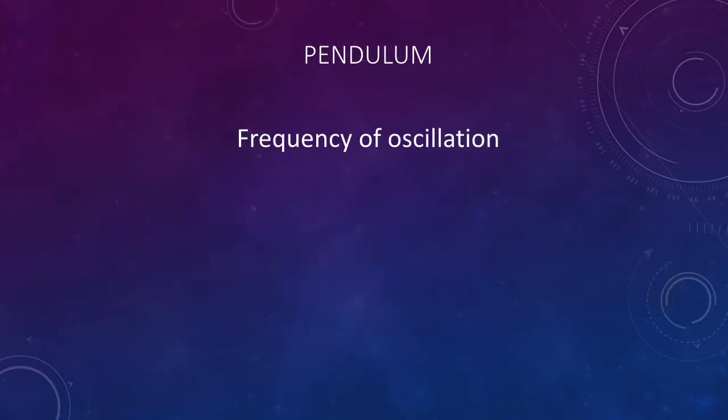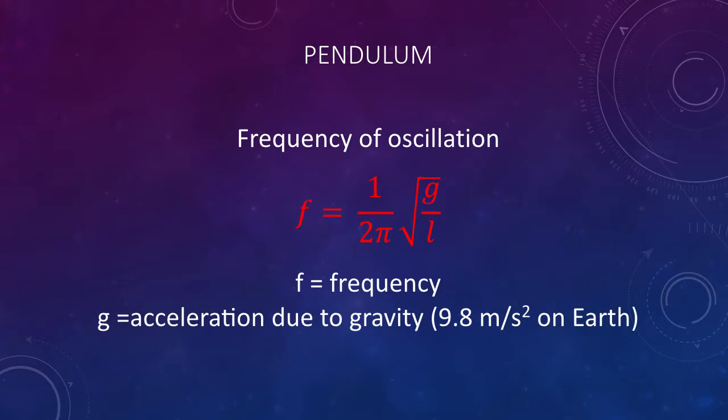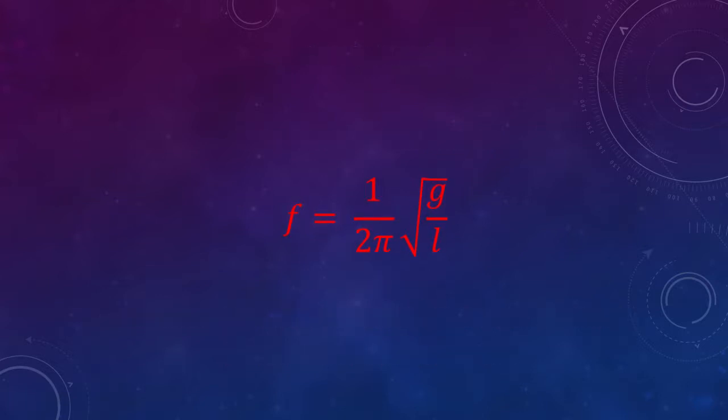As it so happens, there is a formula for the frequency of a pendulum. F equals 1 over 2 pi times the square root of g over L. Does this look familiar? It should. It's very similar to the spring mass formula. For the pendulum formula, F equals frequency, g is the acceleration due to gravity, and L is the length of the pendulum.